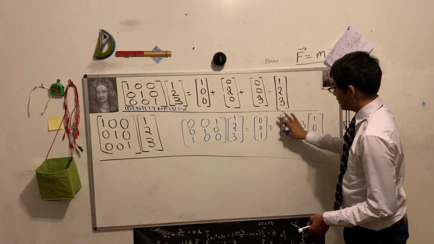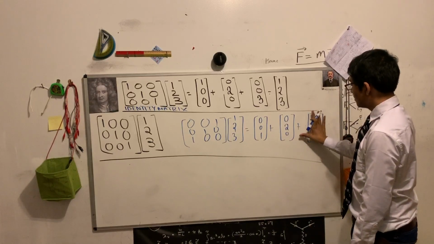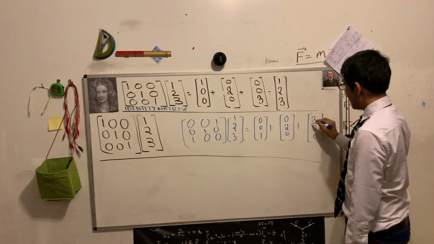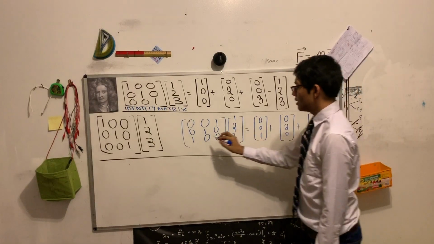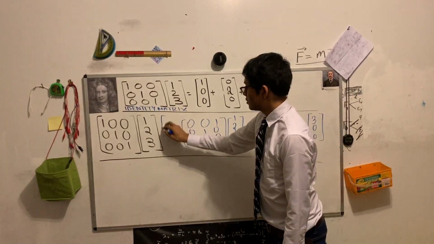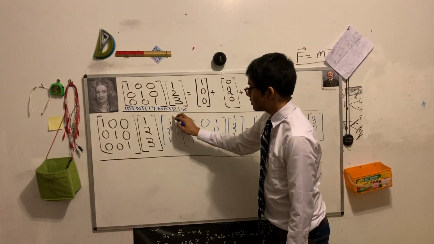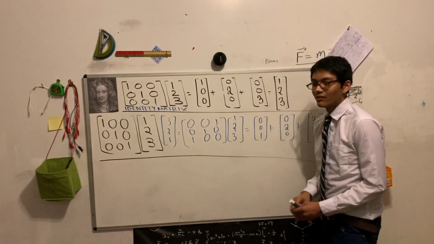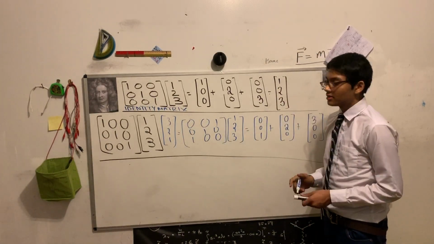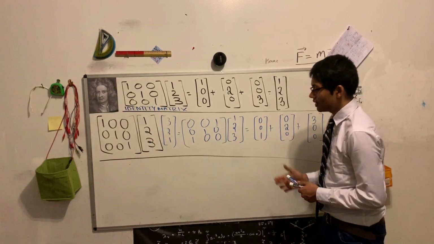2, 2, 0. Very interesting. This becomes 3, this becomes 2, this becomes 1. So what do we get? 3, 2, 1. Isn't that strange? Interesting. It's like we flipped the components. So it doesn't work, but it's very interesting.